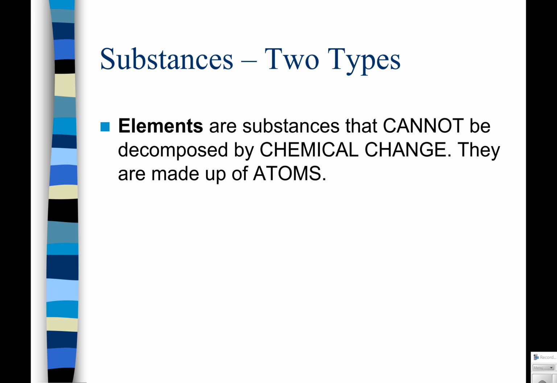So the two types, again, are elements, and these are substances that cannot be decomposed by chemical change. And this is important. We can't break down an element beyond its singular atom without changing what the substance actually is. So we'd say to a certain extent that that's the lowest divisible particle that we can have and still retain the same properties of that element. And these elements are made up of atoms.